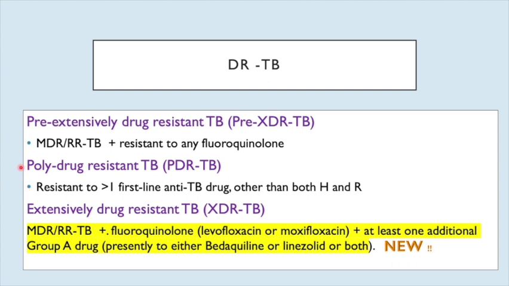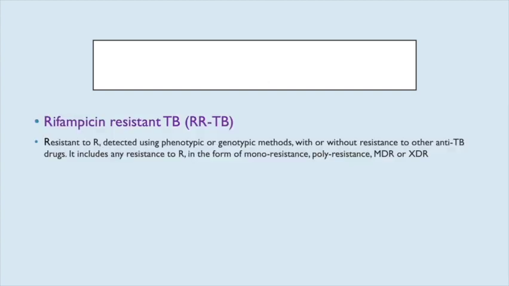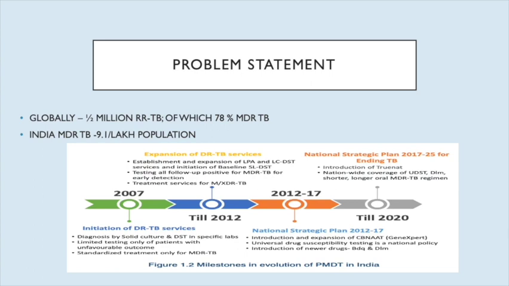And coming back to something that we have left in the middle, polydrug resistant TB. If more than one first-line TB drug is resistant, other than the combination of INH and rifampicin, because that will make it MDR, then we can call it polydrug resistant TB. What is rifampicin resistant TB? Anywhere you find resistance to rifampicin, whether in an MDR, with an XDR, or mono or poly, you can label it as RR-TB.